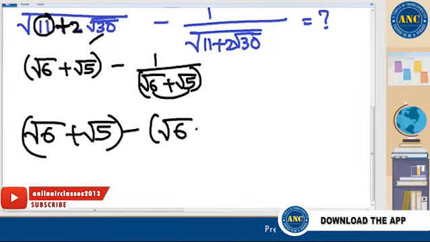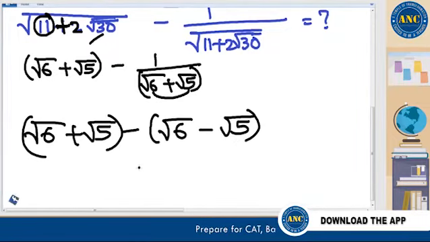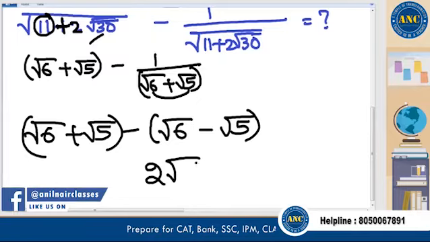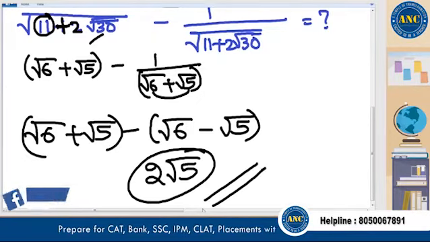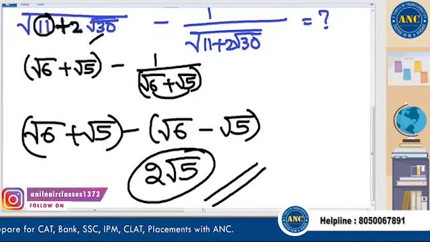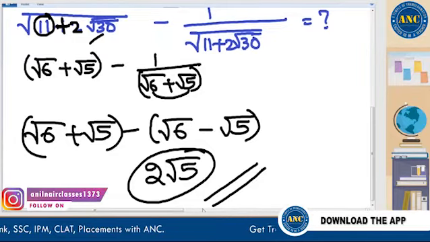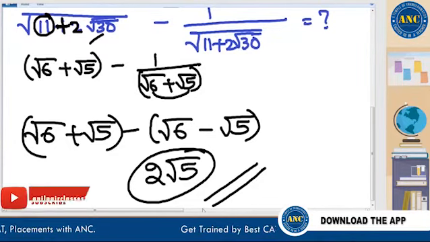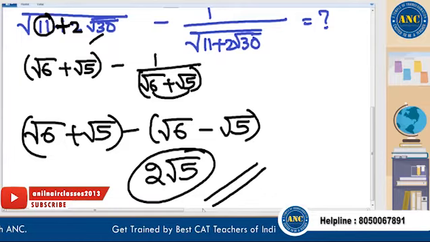You will solve so fast and you will realize that you are extraordinary in solving these questions. 2 root 5 should be the answer.